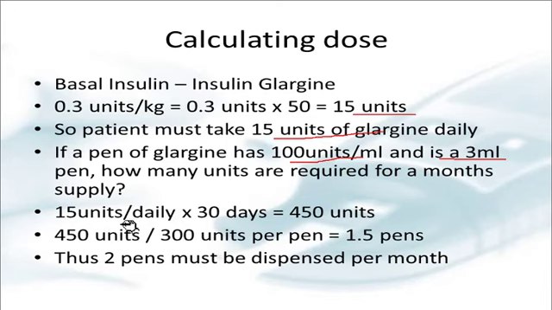So therefore, we know that we're using 15 units daily times 30 days, which will give us 450 units. And 450 units divided by 300 units per pen means that you will need roughly 1.5 pens. Now you can't dispense half a pen of insulin. As a result of that, you will dispense 2 pens of insulin glargine for the patient.